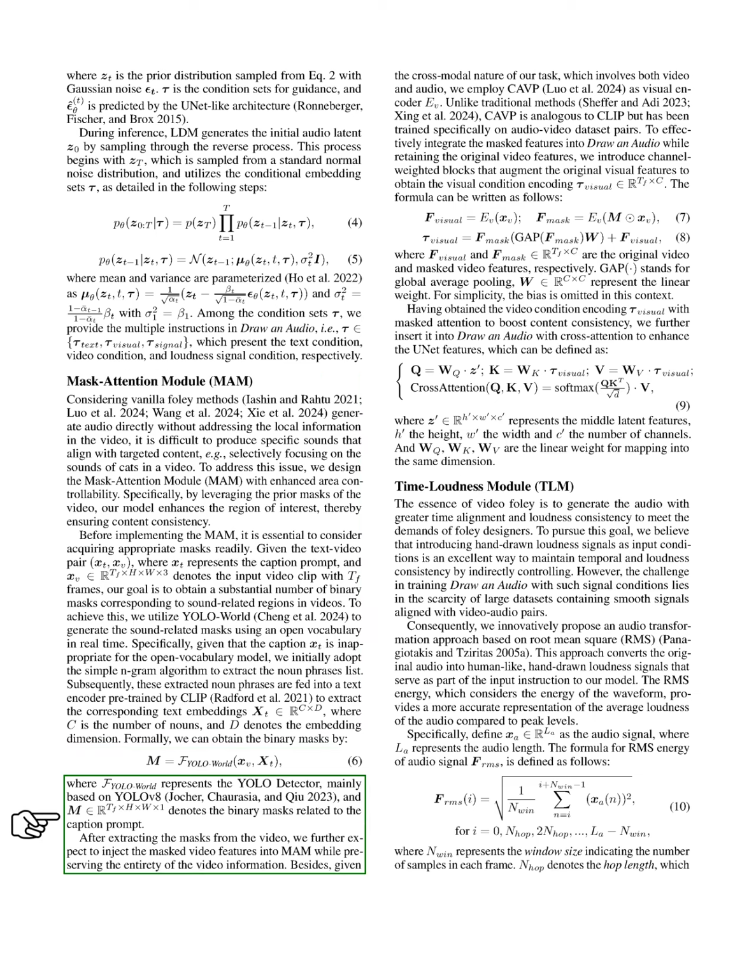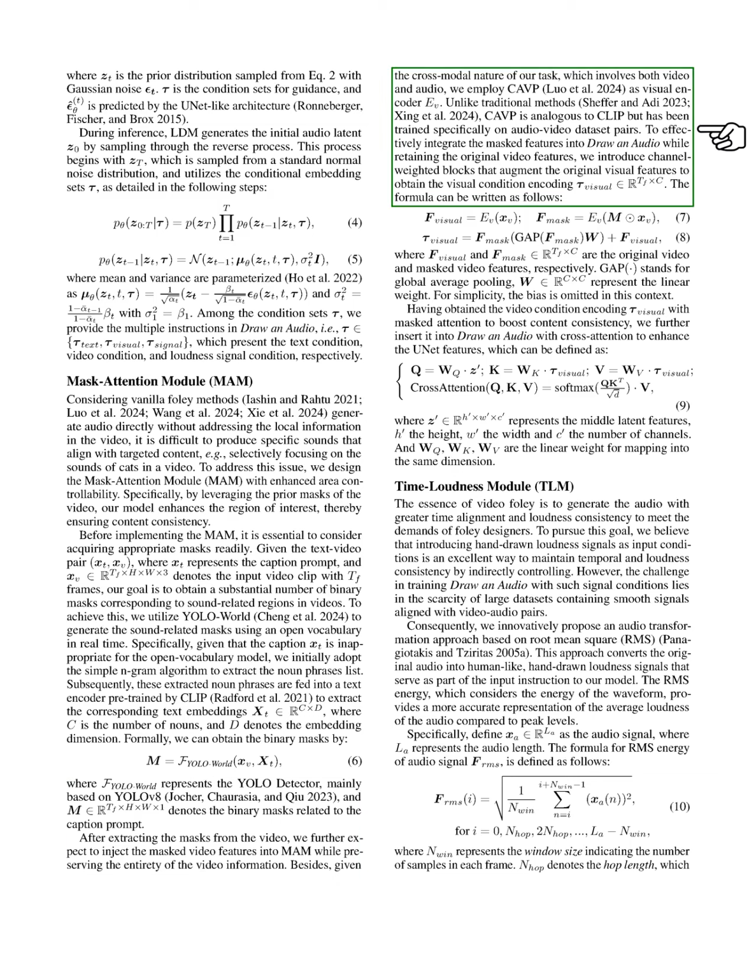After extracting the masks, we inject the masked video features into the MAM while keeping all video information intact. Given the cross-modal nature of our task, which involves both video and audio, we use CAVP as our visual encoder. Unlike traditional methods, CAVP is trained specifically on audio-video pairs. To effectively combine the masked features with the original video features, we introduce channel-weighted blocks that enhance the original visual features to create a visual condition encoding.